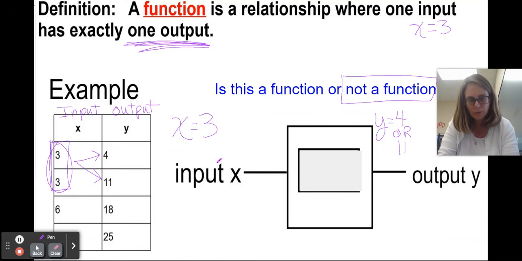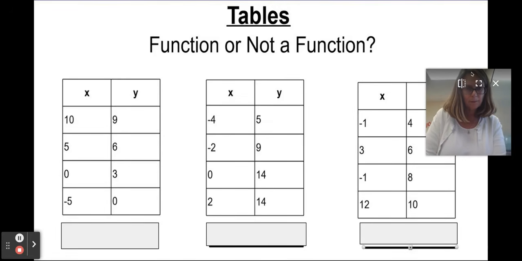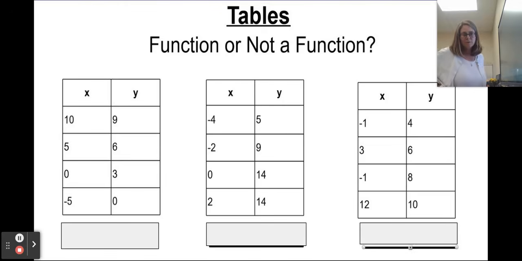All right, let me show you some more examples. Okay, so here we have some other examples. We have 3 examples here. If you want to pause the video and try to take an educated guess based on the previous 2 examples of whether these are functions or not, you can. And remember the definition from the first slide: for every one input, there can only be one output.